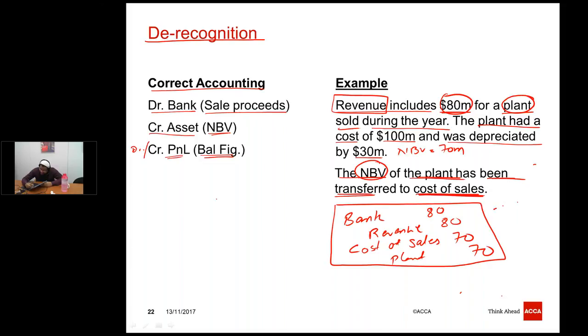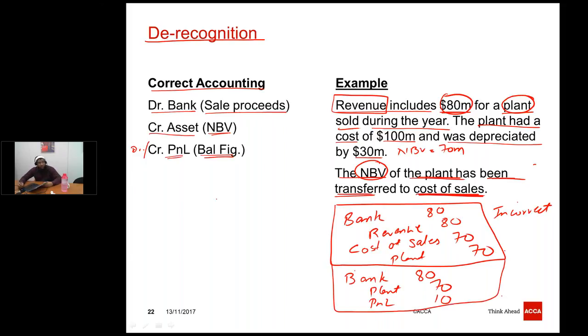Now this is the incorrect entry recorded by the question. And what was the correct entry? The correct entry was bank debit by 80, plant credit by 70, and balancing figure of gain being recorded by 10. So this is the correct entry and this is the incorrect entry that has been recorded.